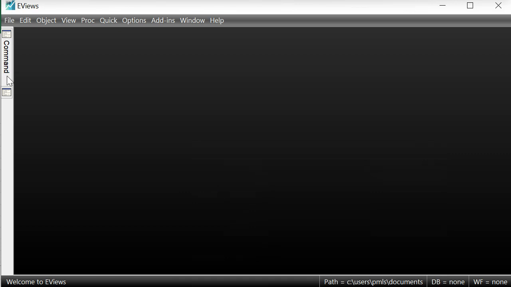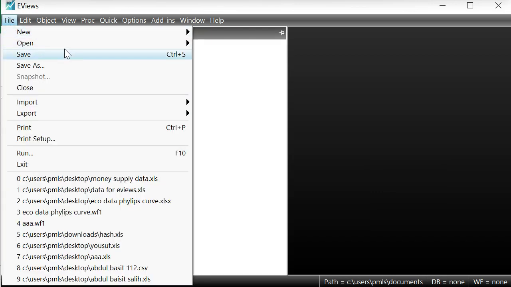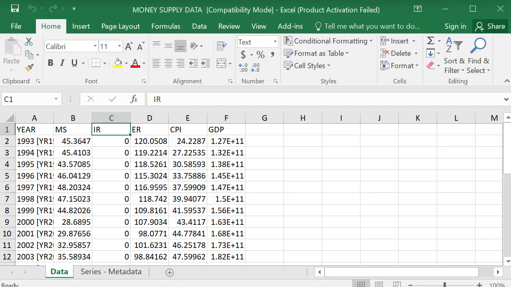So in EViews, how do we check whether a series is stationary or non-stationary? We can check it using the graph. So let's move to EViews. This is EViews. First of all, we need to import our data. I already have a data file. This is my data: money supply and interest rate, exchange rate, CPI and GDP. Money supply is the dependent variable and all these four are independent variables.